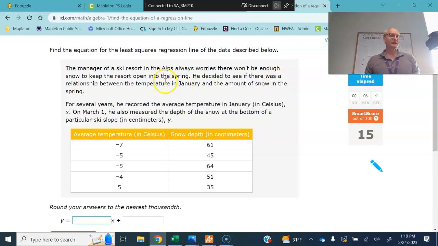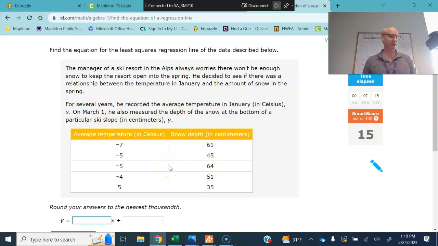Okay. It says, the manager of a ski resort in the Alps always worries there won't be enough snow to keep the resort open into spring. He decides to see if there was a relationship between the temperature in January and the amount of snow in the spring. On several years, he recorded the average temperature in January. On March 1st, he measured the depth of snow.